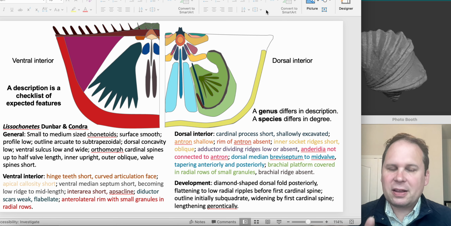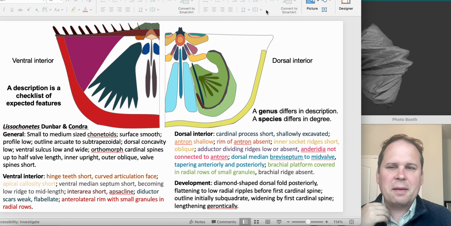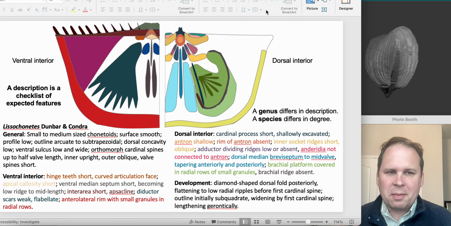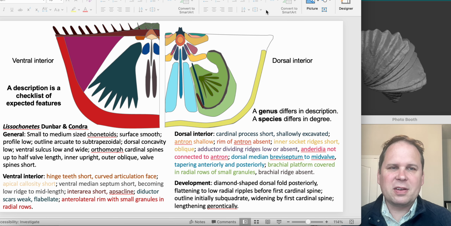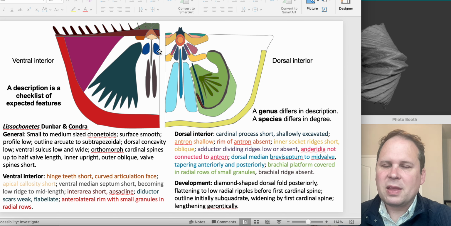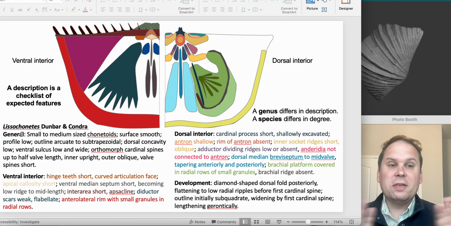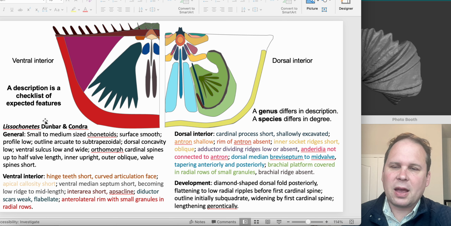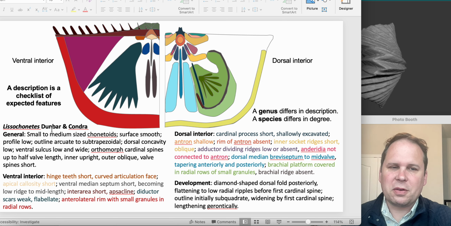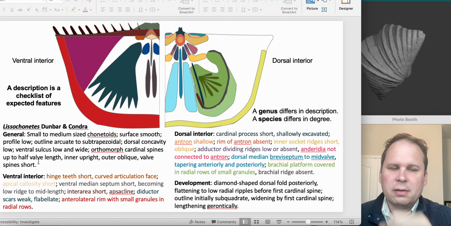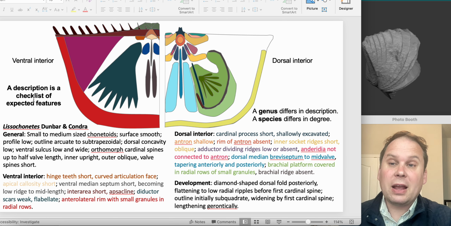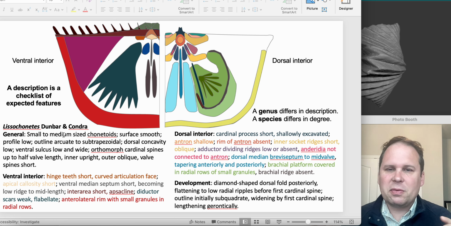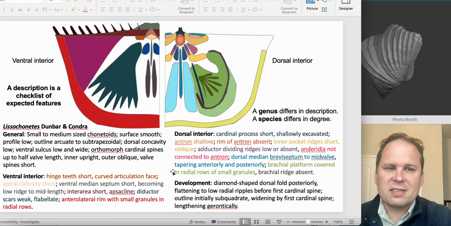So this is from a modified description that I have put together for a genus, the genus called Lysoconites, which is one that is very common here in Texas, so we have a lot of opportunity to study it and get really good at it. So, Lysoconites, and then you have to say who is the person who originally defined what Lysoconites is. In this case, it is Dunbar and Condra, 1932. Was their paper where they did that. And so a description is going to be a checklist of expected features. And it's going to mention development wherever possible or have a separate development section.